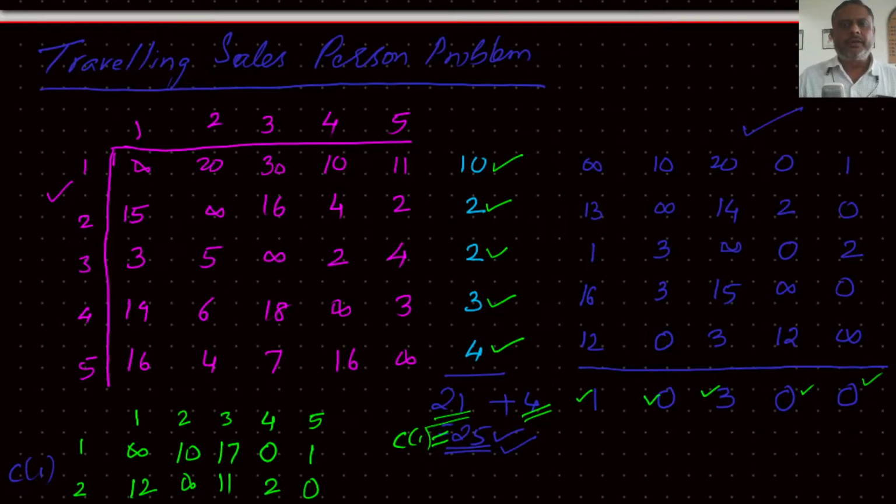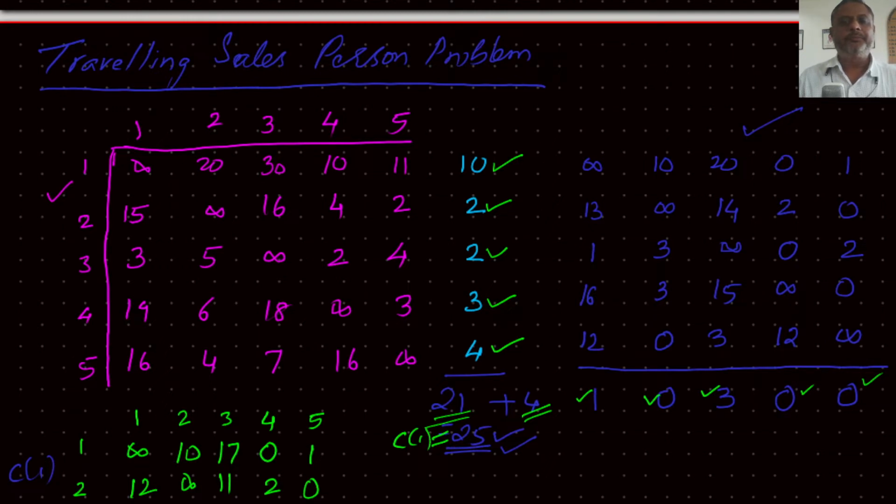Hello friends, welcome back. We are looking at various types of branch and bound problems. Today we will see how the traveling salesperson problem can be solved using branch and bound. As an example, let us take a 5 city problem where we have cities 1 to 5, and this is the distance matrix we have.